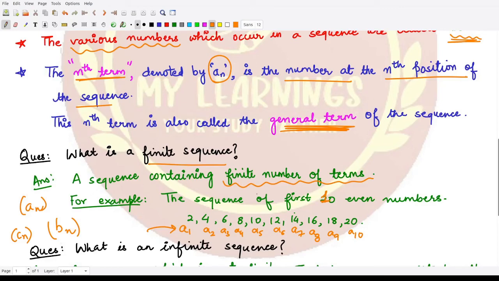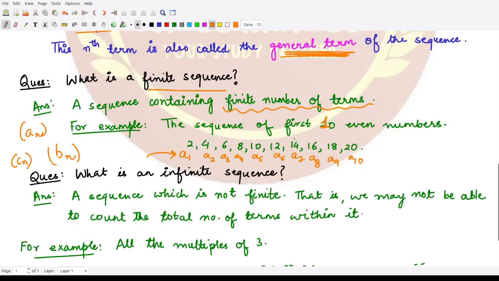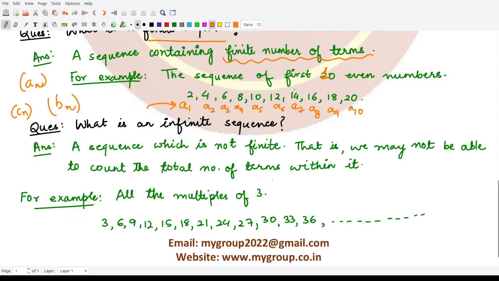Next, what is an infinite sequence? An infinite sequence is one which contains an infinite number of terms. That means it contains a number of terms which we cannot directly count. A sequence which is not finite, and in which we may not be able to count the total number of terms, is called an infinite sequence.